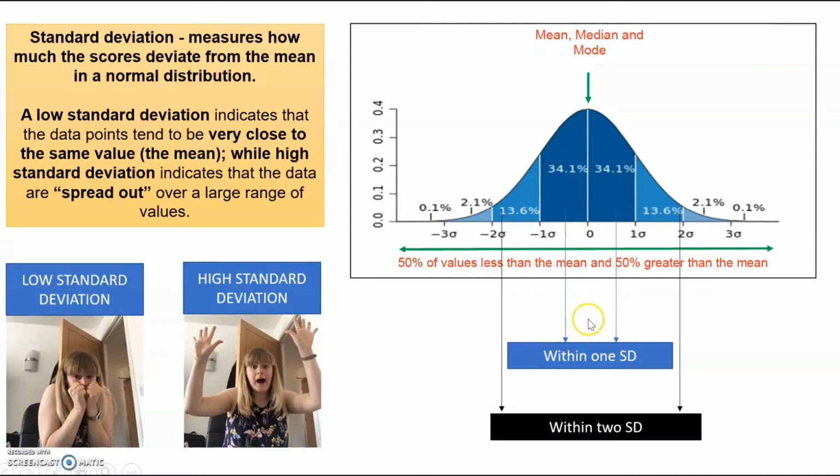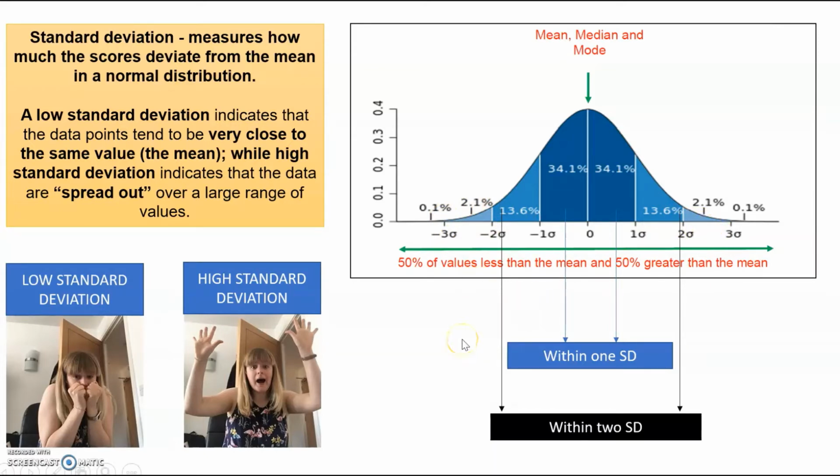So in relation to this bell graph, where you've got the mean, median, mode in the same place, you see that within 1 standard deviation of the mean, you've got a majority of your scores, so around 68% of your scores there. And then within 2 standard deviations, you've got nearly all of your scores, with only small amounts of your scores falling within 3 standard deviations.